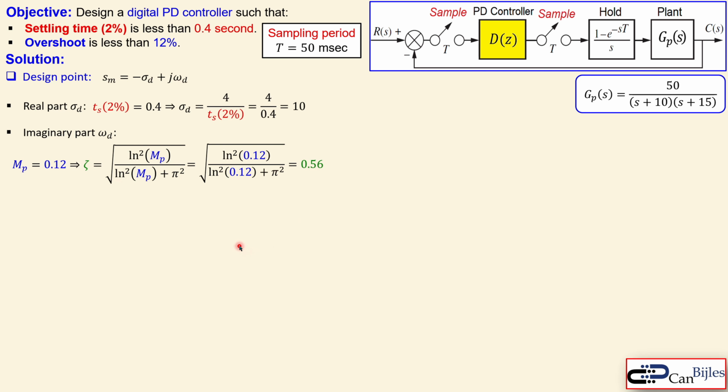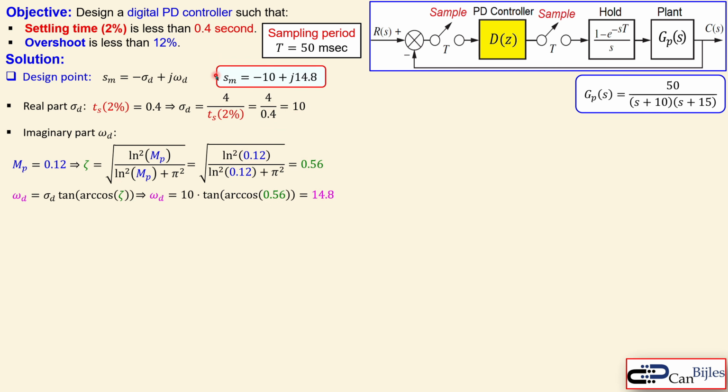Now we need to determine omega d. There's a formula for that in order to calculate omega d directly. This is the angle which you first determine, which is the arc cosine of that zeta. And then you take the tangent of that angle times the real value, which is 10, and that gives you omega d directly. This is just geometry in the S-plane. When you do that, 10 times the tangent of the arc cosine of 0.56, you will get 14.8. Now we also have our imaginary part. So together we have our design point in the S domain, which is minus 10 plus j 14.8.